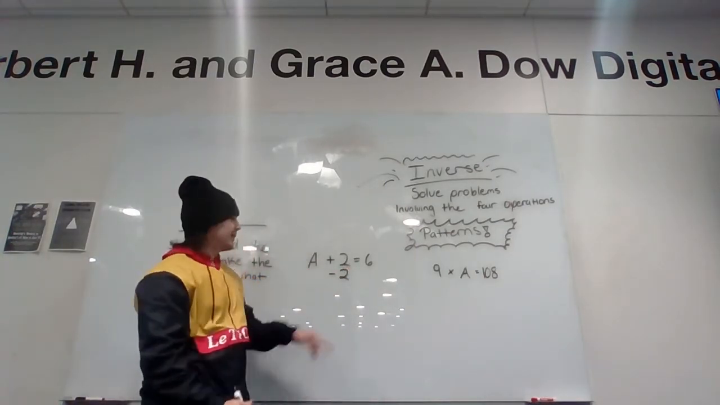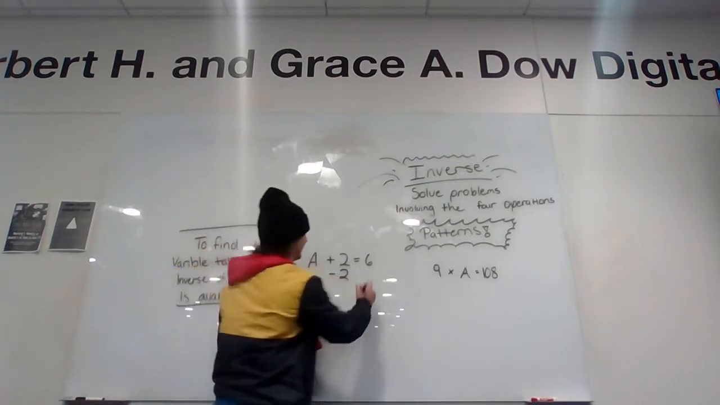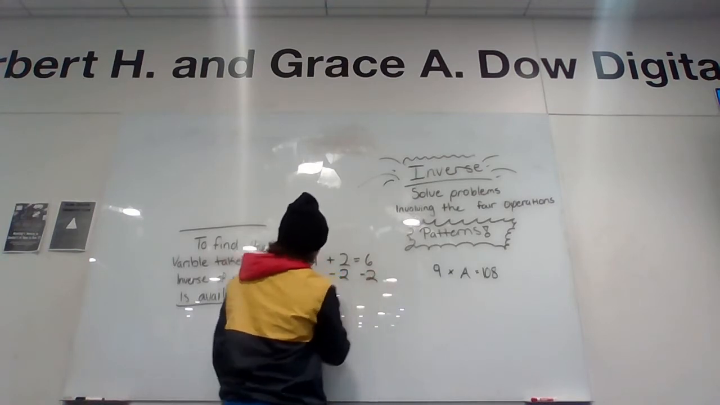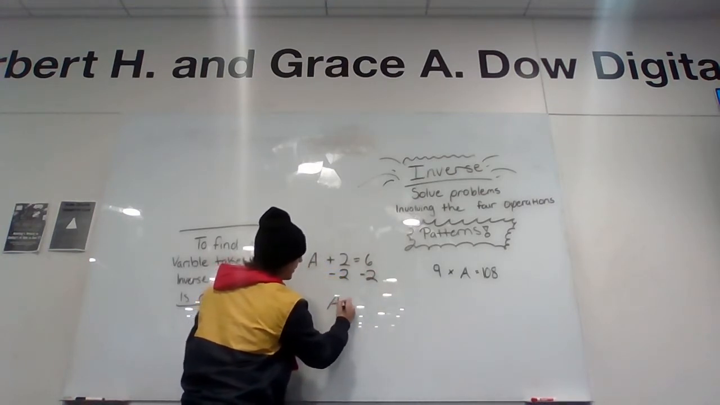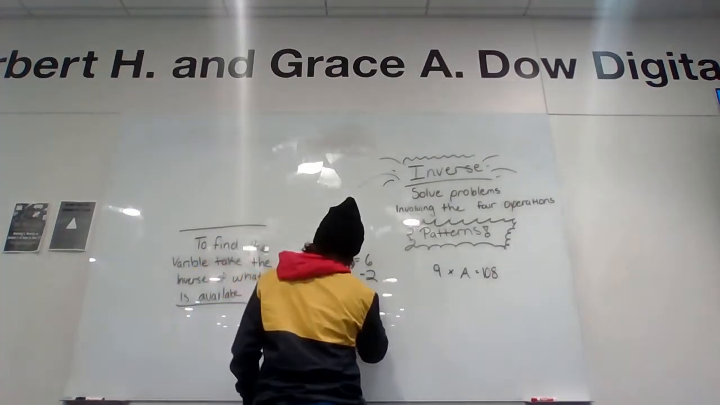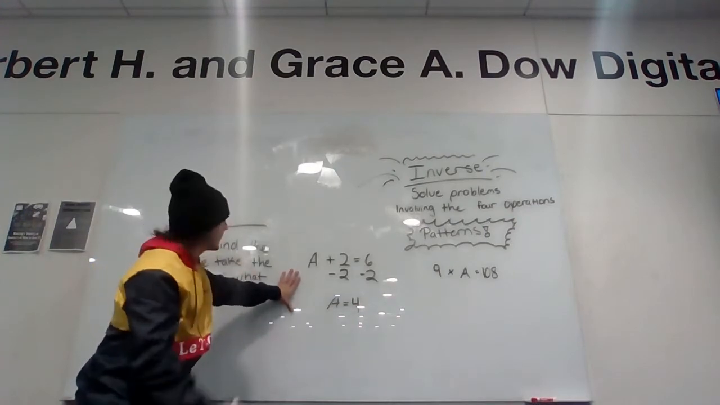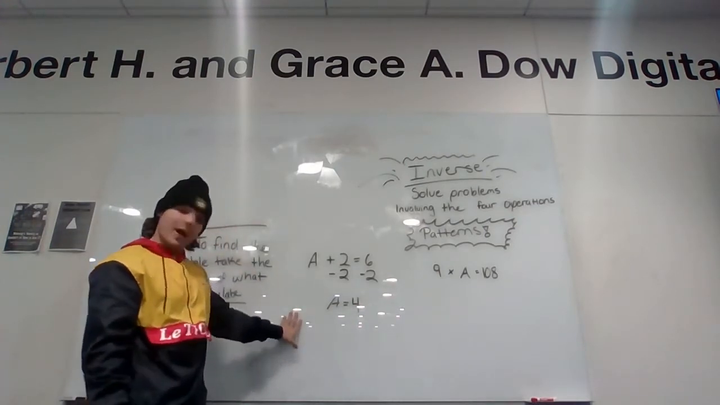But if we did it to this side, we also got to do it to this side. So then it's going to set up the problem. A equals 4. Yep, you are correct. So that is the first insight of you guys using inverses through math.